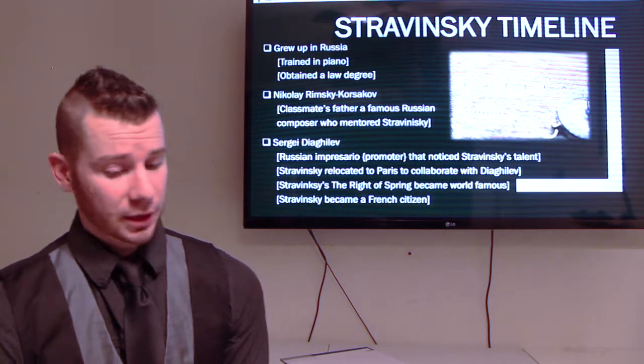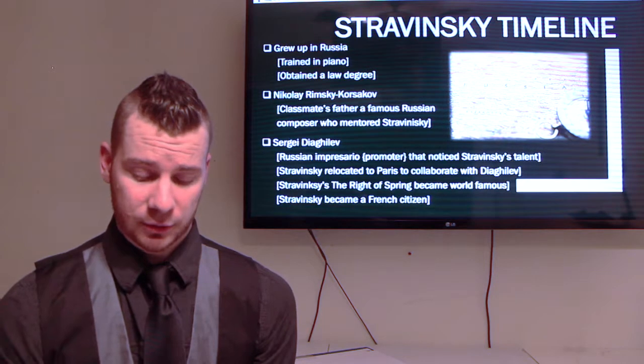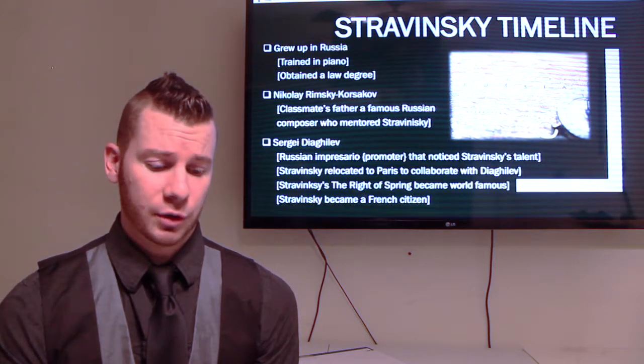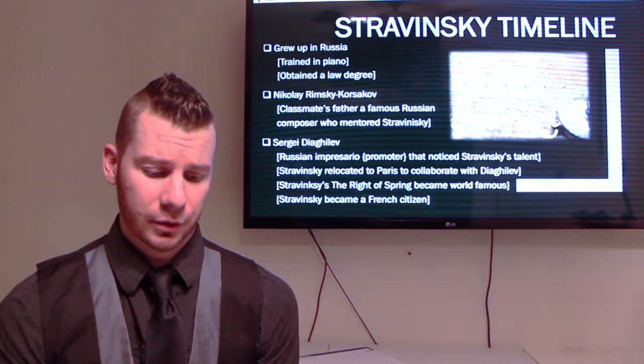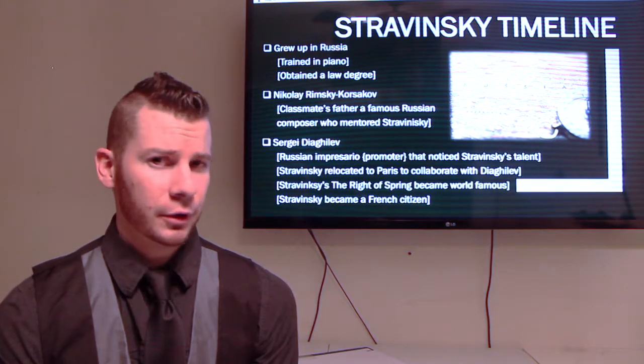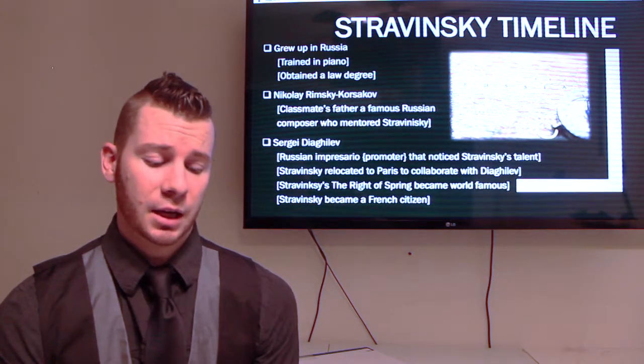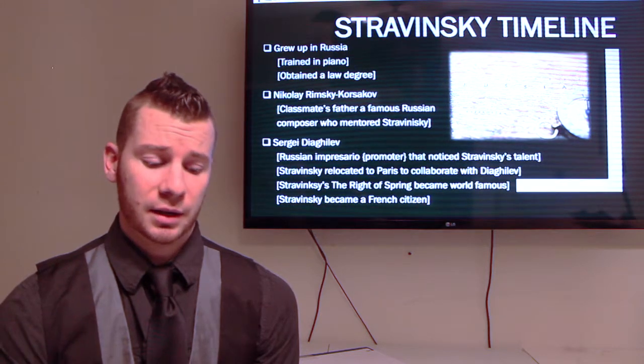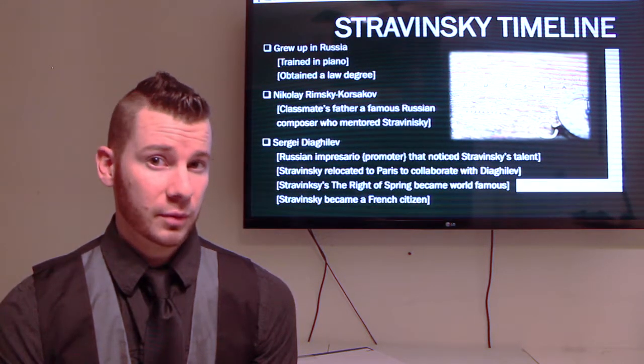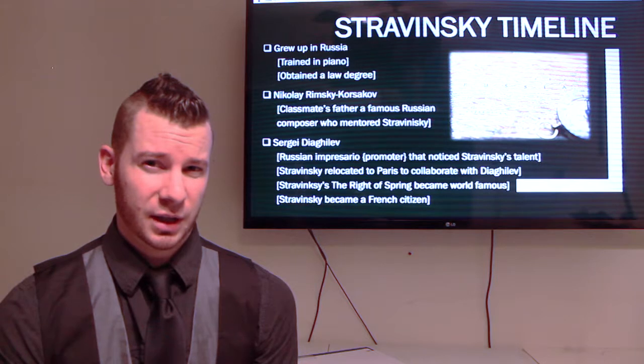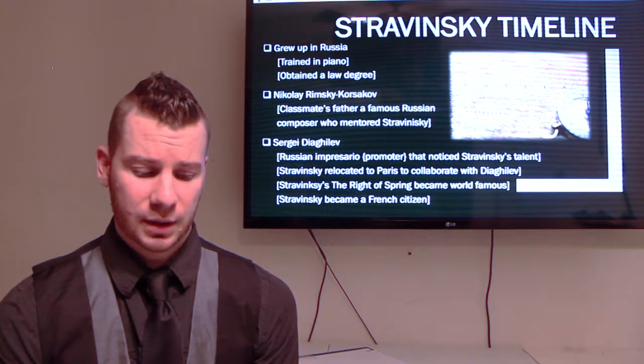So the Stravinsky timeline here, he grew up in Russia. Like I said, he was Russian born. He got his training early on in piano and musical theory. He really didn't want to follow in his father's footsteps with music. Stravinsky obtained a law degree before going into and piquing his interest with music.